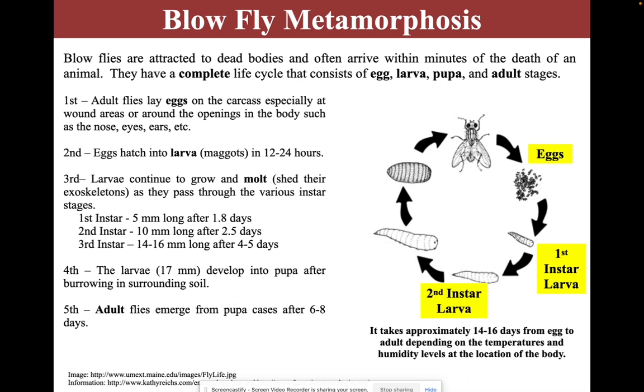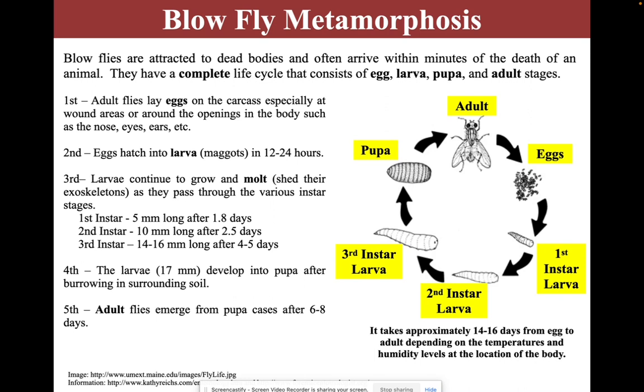The second instar larva stage, they'll get to 10 millimeters long, and that's after about 2.5 days. And then the third instar stage will be 14 to 16 millimeters long, and that's after 4 to 5 days. Now, once the larva get to 17 millimeters long, they develop into a pupa, and they will do that when they burrow into the surrounding soil. And then the adult flies will emerge from the pupa cases after 6 to 8 days.